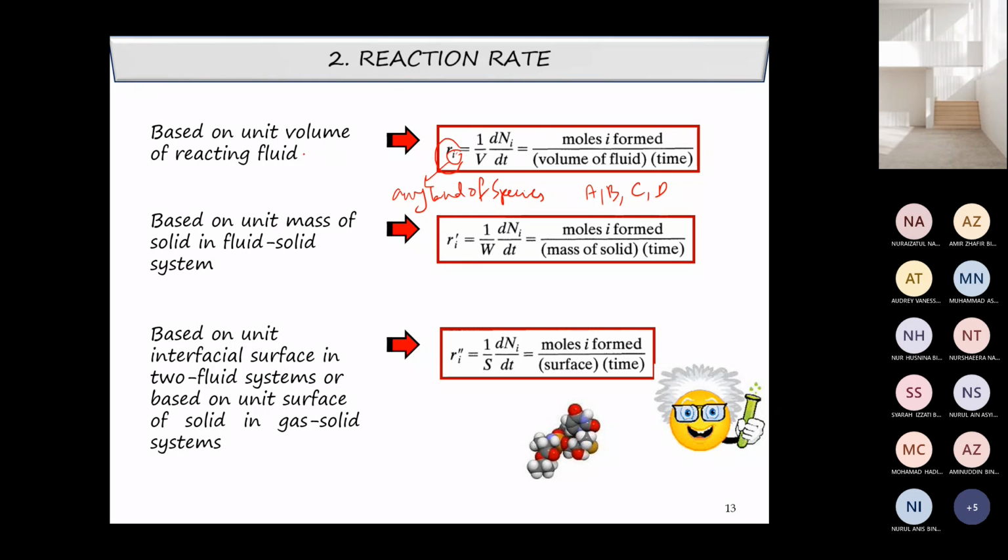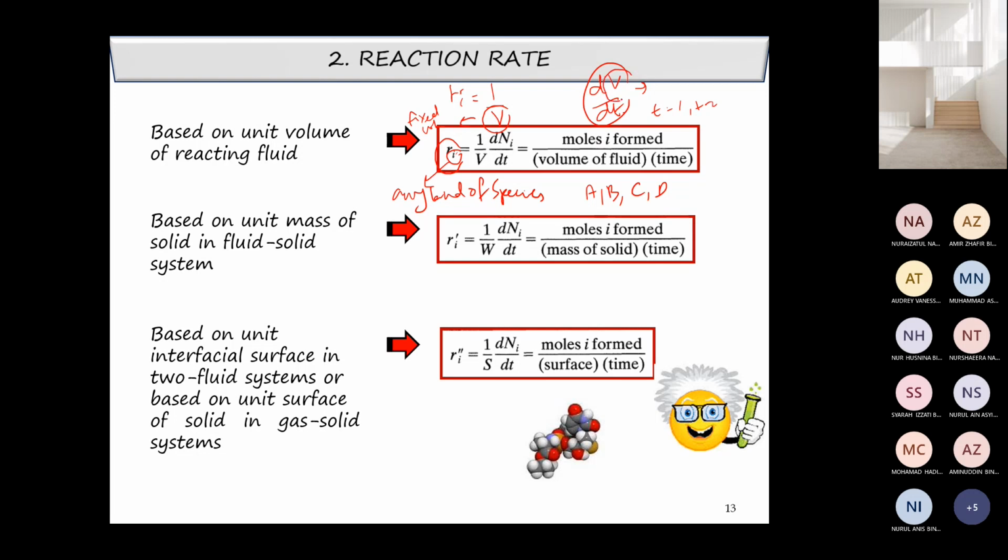Okay, so this one is based on unit volume of reactant fluid. Okay, if you can see Ri, alright, the reaction rate is equal to 1 over V. Okay, so this volume is the fixed volume. Alright, fixed volume. Okay, it does not change with time. Okay, so if it changes with time, we will see V over dt. Okay, meaning that when the volume changes, the volume will change with respect to time. Alright, so at different times, for example at T1, T2, the volume will be different.